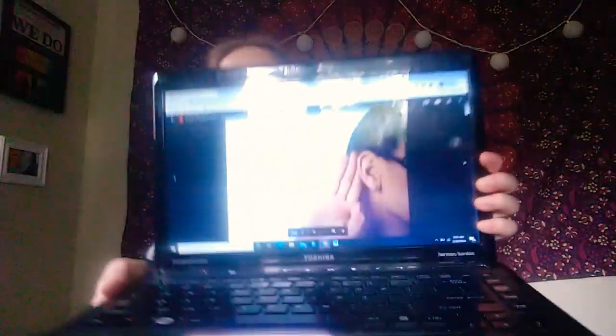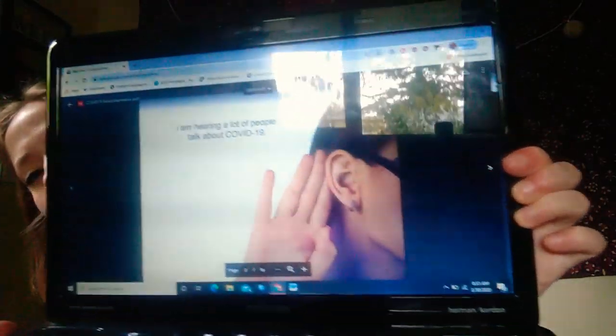So our first page says, I am hearing a lot of people talk about COVID-19, and I'm sure that you have all heard a lot about this because it is the only thing the news can really talk about. So this is that page. Sorry, my little stand is not staying in place. Okay.